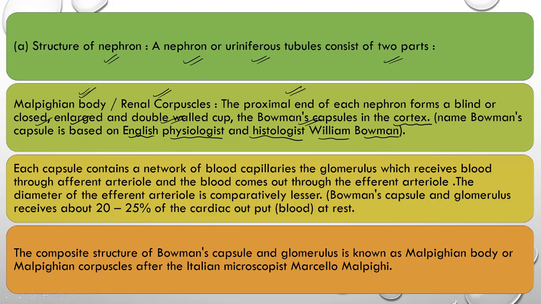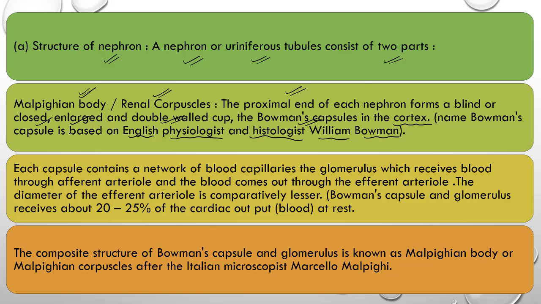So first comes Malpighian corpuscle or Malpighian body or renal corpuscle. The proximal end of each nephron forms a blind, closed, enlarged and double-walled cup called Bowman's capsule. It is present in the cortex.